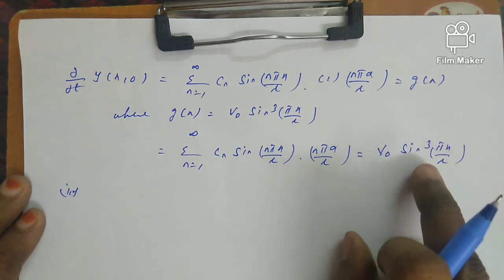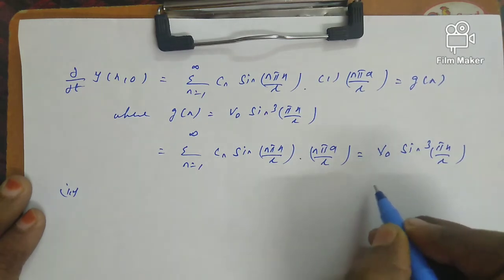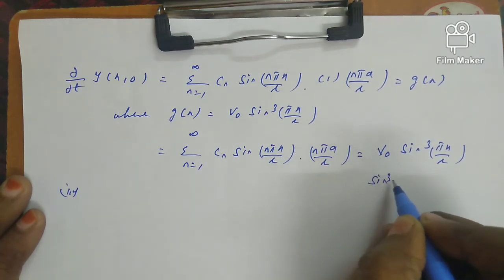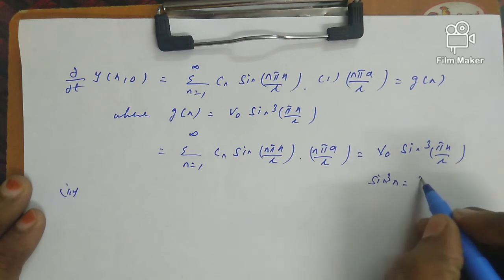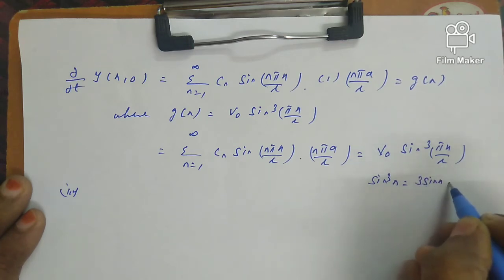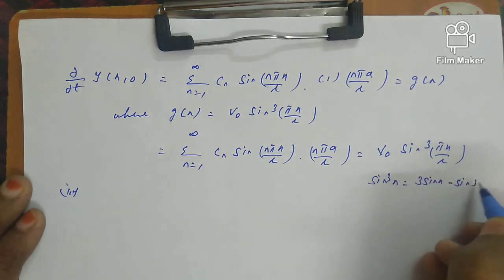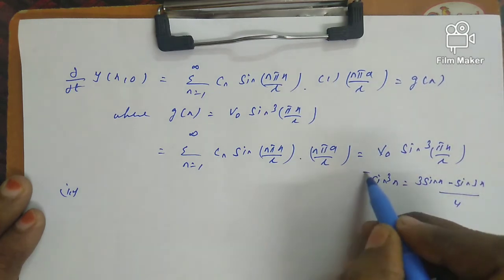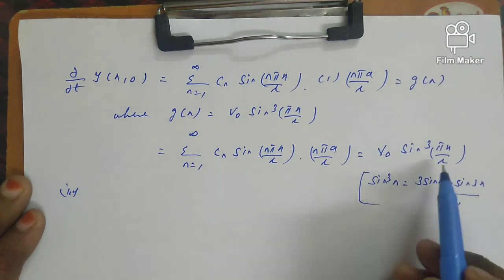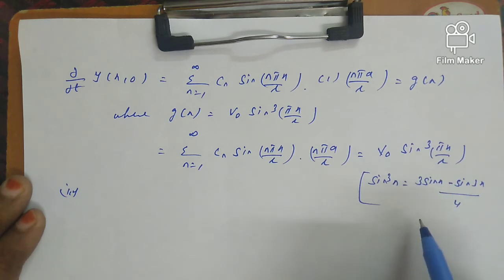Already in type 1 also we have seen a question like sin³(πx). What is the formula? sin³x can be written as (3 sin x minus sin 3x) by 4. This is the formula for sin³x. Instead of x, here we are having πx/L. So this formula only we are going to apply here also.